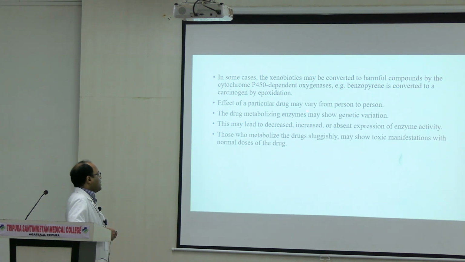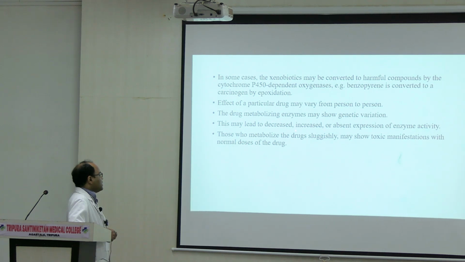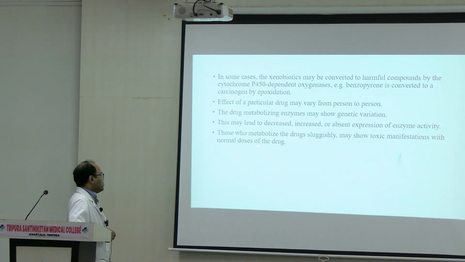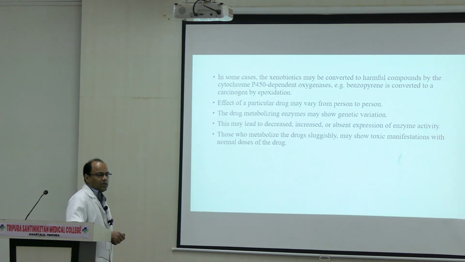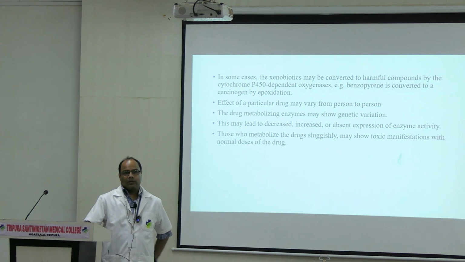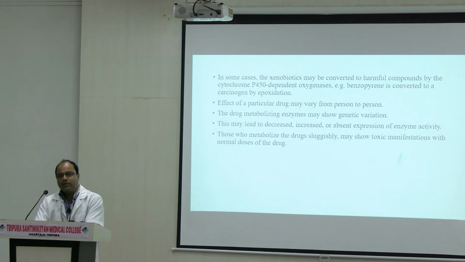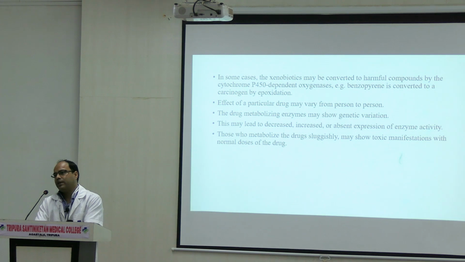Effects of a particular drug may vary from person to person. The drug metabolizing enzymes may show genetic variations. This may lead to decreased, increased or absent expression of enzyme activity. Those who metabolize the drugs sluggishly may show toxic manifestations with normal doses of the drug. So this is the reason one drug on different individuals has different types of effect. The effect is the same, but the intensity of effect is different because of the enzyme activity.